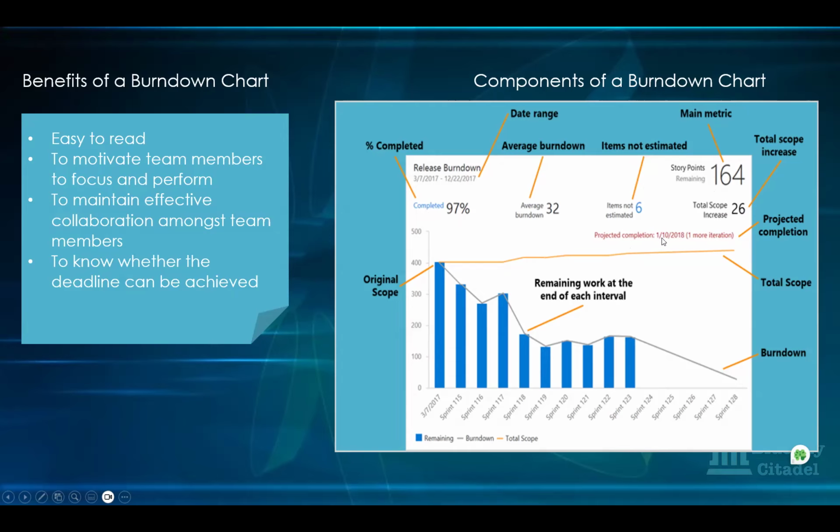And then it gives also a projected completion date. So it's looking at it and saying, at the pace at which they're working and where the work is at that time, they're going to need one more sprint to complete. Remember we said this is a release burn down. It gives that also, and it puts that in red, so it's kind of an alert.